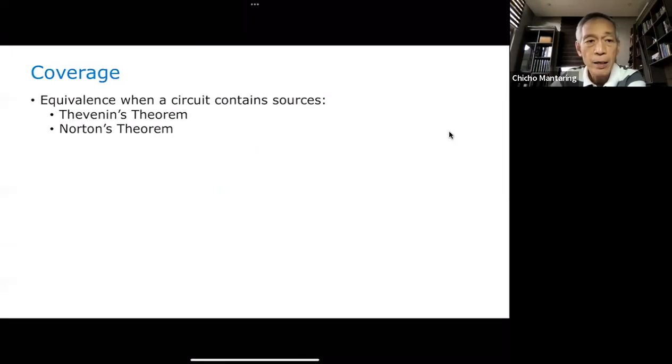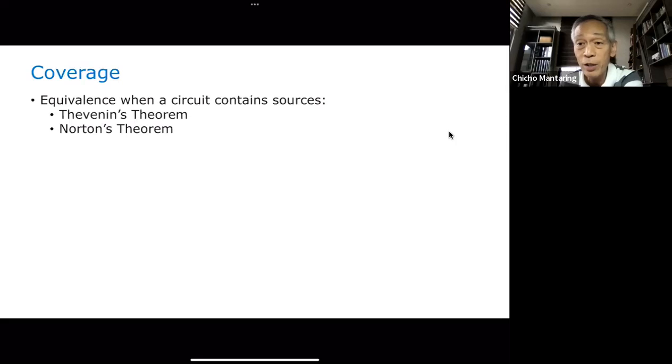Last Tuesday, I introduced the concept of equivalence when the circuit contains sources. Before that, we only talked about equivalence when the circuit did not contain any sources. In fact, these were purely resistive networks. So last Tuesday, meron nang mga sources yung mga circuits natin. And the first technique that we took up with regards to this is the source interconversion.